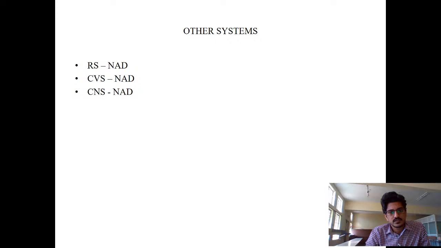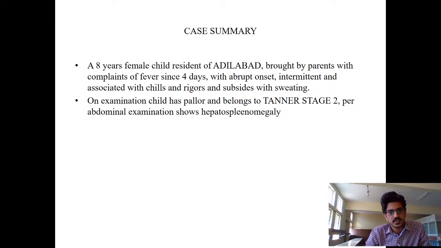So for other system examinations to complete things: respiratory system, no abnormality detected; CVS and CNS also no abnormality detected. So this is the case summary. An 8-year-old female child, resident of Adilabad, brought by parents with complaints of fever since 4 days with abrupt onset, intermittent and associated with chills and rigors, subsiding with sweating. On examination, the child has pallor and belongs to Tanner stage 2. Per-abdominal examination shows hepatosplenomegaly. So you have to know the causes of hepatosplenomegaly, especially associated with fever: hepatomegaly with fever, hepatosplenomegaly with fever, and so on.